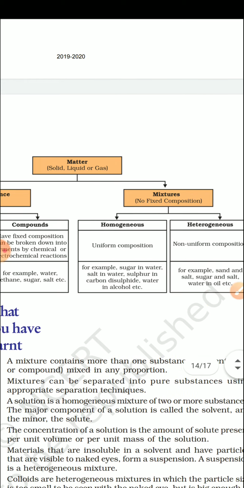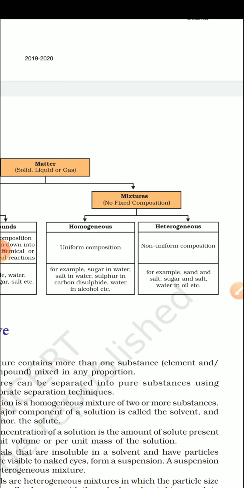And heterogeneous is one in which you are able to identify the separate boundaries of the mixture. For example, if I say mix sand and salt, or mix sugar and salt, then you can easily tell them apart. When you mix different kinds of pulses, that is a heterogeneous mixture.